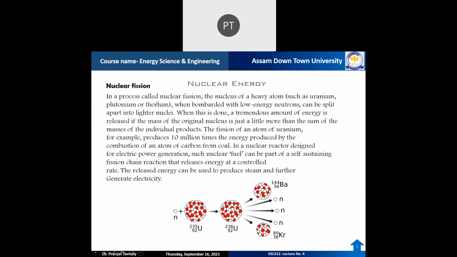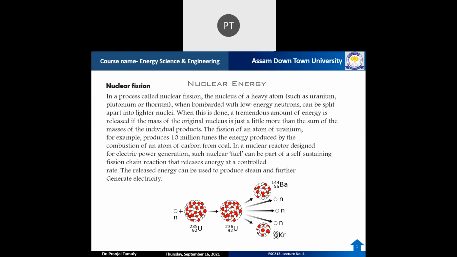In a process called nuclear fission, the nucleus of a heavy atom such as uranium, plutonium, or thorium, when bombarded with a low energy neutron, can be split apart into lighter nuclei. When this is done, a tremendous amount of energy is released. The fission of an atom of uranium, for example, produces 10 million times the energy produced by the combustion of an atom of carbon from coal. In a nuclear reactor designed for electric power generation, nuclear fuel can be part of a self-sustaining fission chain reaction that releases energy at a controlled rate. The released energy can be used to produce steam and further generate electricity.